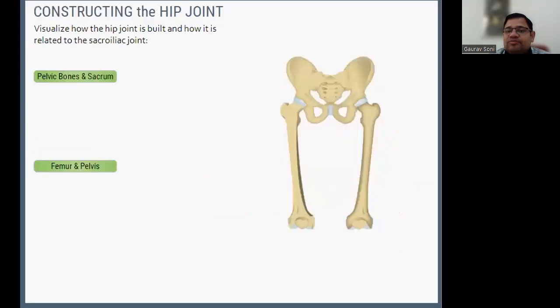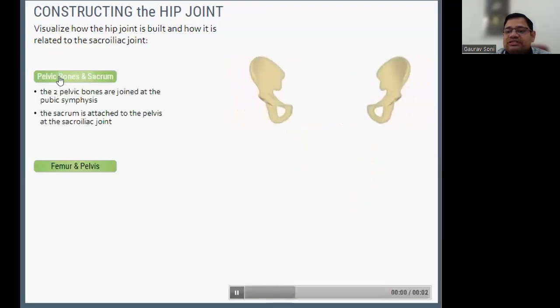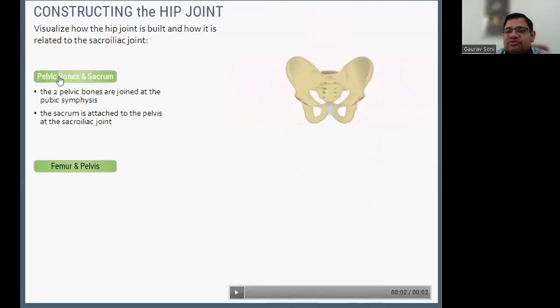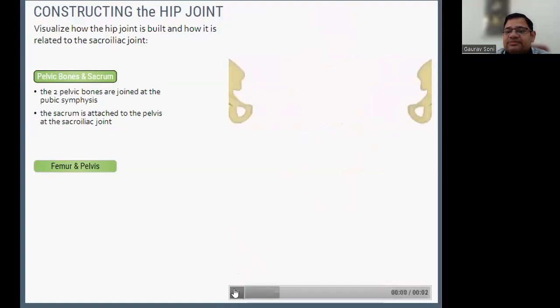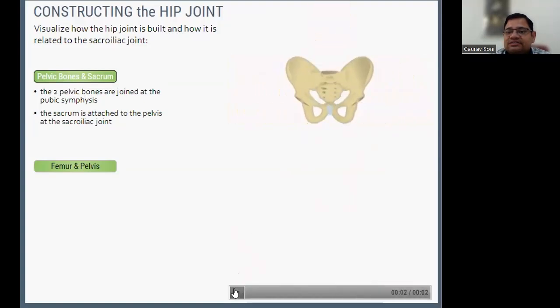Let's see its anatomical relations. First of all, how the joint is constructed. So first there is the pelvic bone and sacrum, and then femur and pelvis. For the pelvic bone and sacrum, you can see the small video coming up on the side. You can see again, both pelvic bones are joining in the front with the joint pubic symphysis, and on the back side the sacrum is joining with the sacroiliac joints like this.